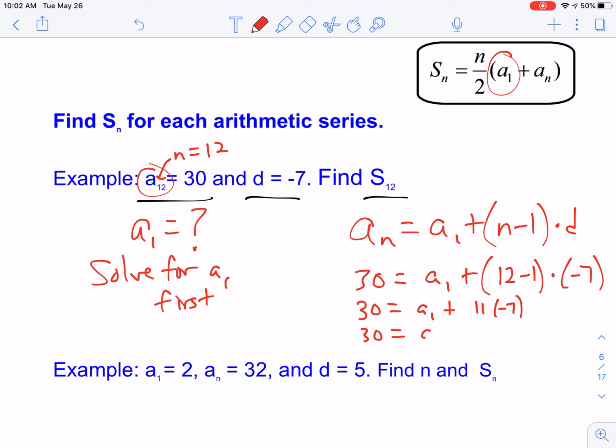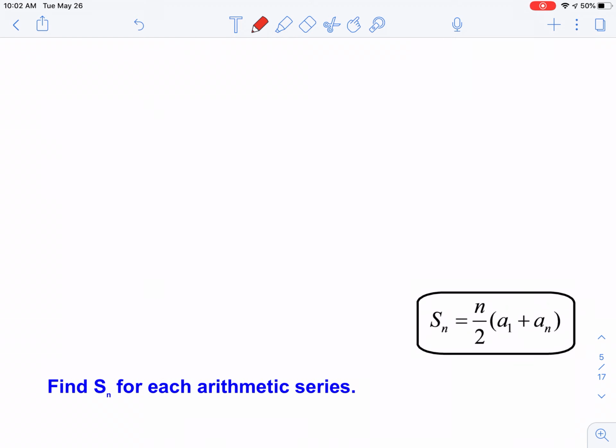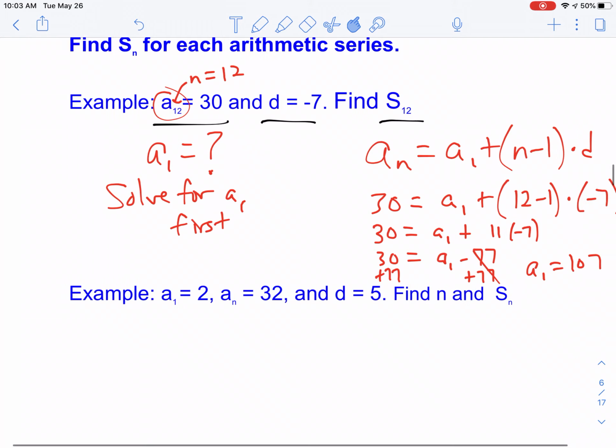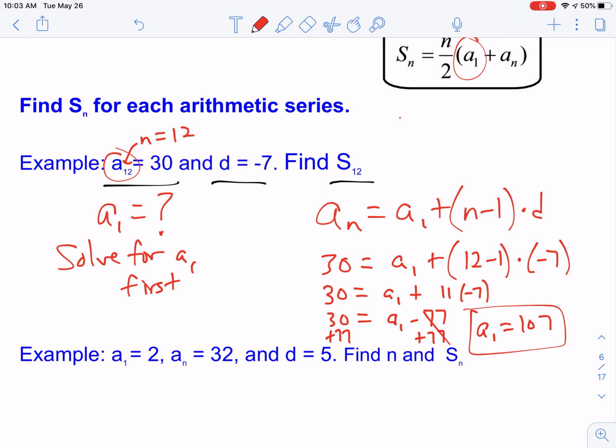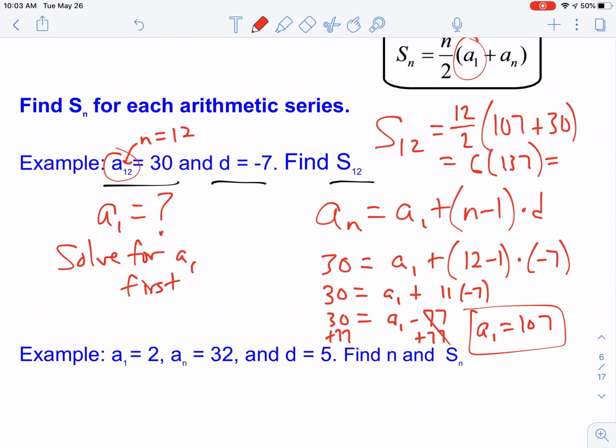So 30 equals a1 minus 77. So we're going to add 77. We're just solving for a1 here. So a1 equals 107. Now we could use that in our S formula. So if we want S12, that's what this is asking us to solve for. It's 12 over 2 times a1, which we just solved for was 107, plus an, which we know is 30. So it's going to equal 6 times 137, which is going to be a big number.